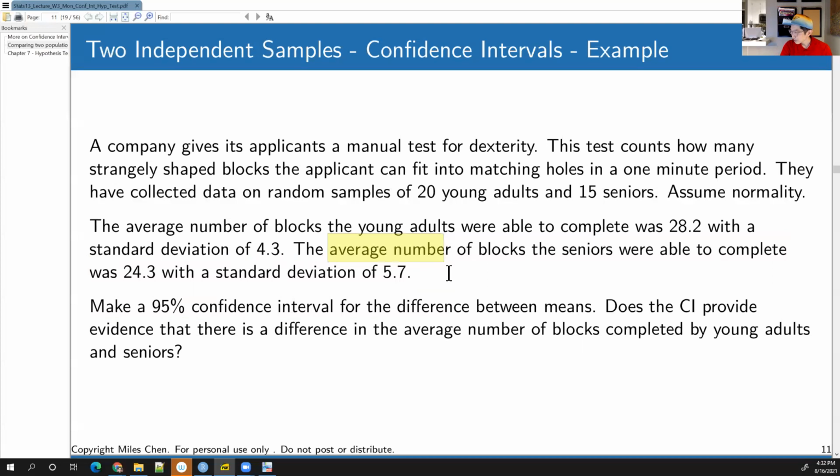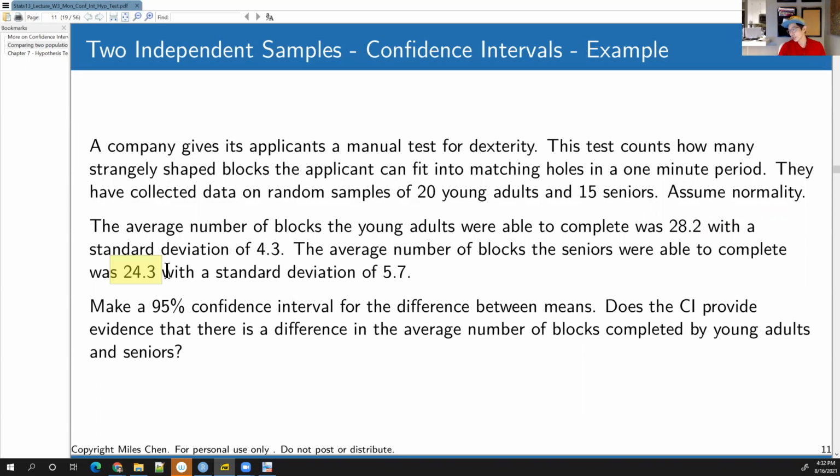Okay. And then the seniors were able to complete an average of 24.3 with a standard deviation of 5.7. So young adults on average were able to complete 28.2, seniors an average of 24.3. This was based on a sample of 20 young adults and a sample of 15 seniors, randomly selected young adults and randomly selected seniors.